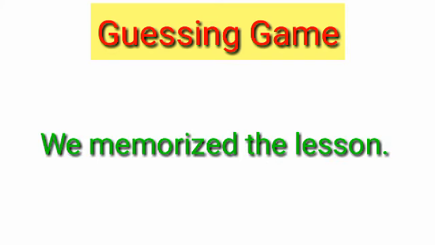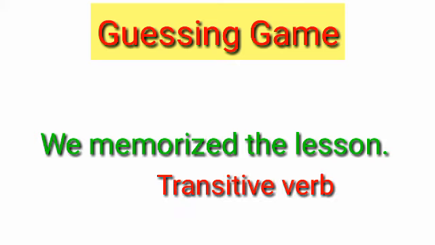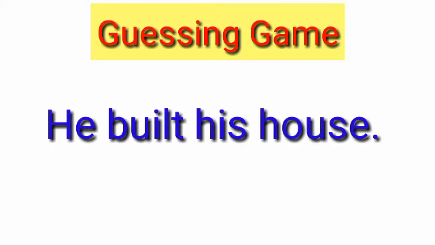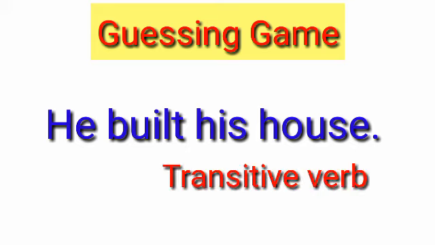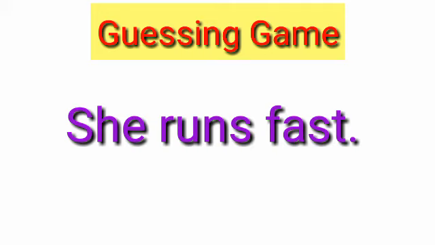The second sentence is we memorized the lesson. So think about it. Is it transitive or intransitive? You have some seconds. He built his house. So think about it. What do you think about this one? She runs fast. So what's your idea about this one? You can think.